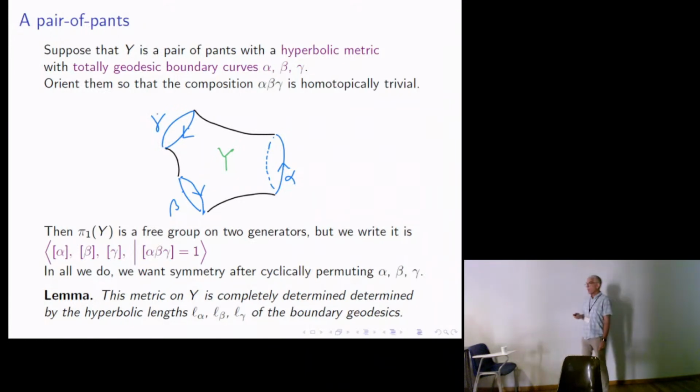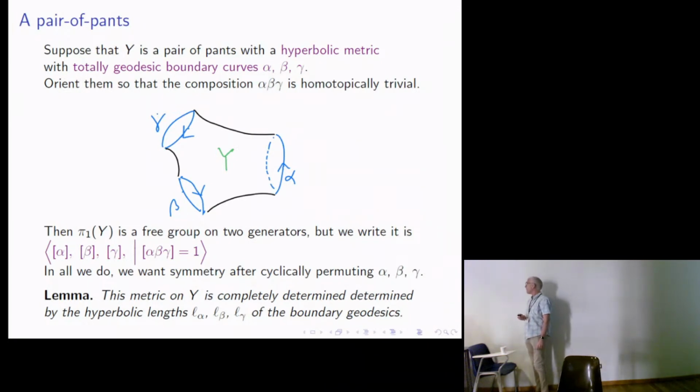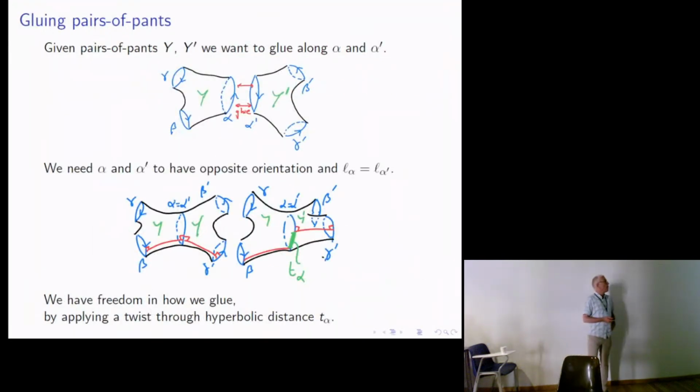A basic fact in hyperbolic geometry, we've heard this lots of times: the hyperbolic metric is completely determined by the hyperbolic lengths of those three geodesics on the boundary. This is something we all know. And so now let's think about how we glue them.